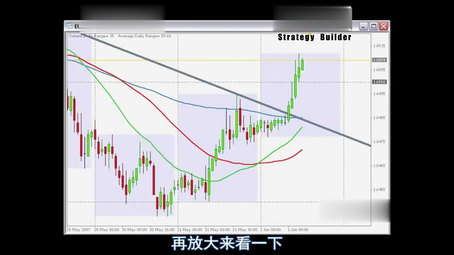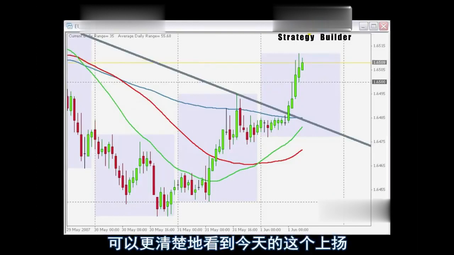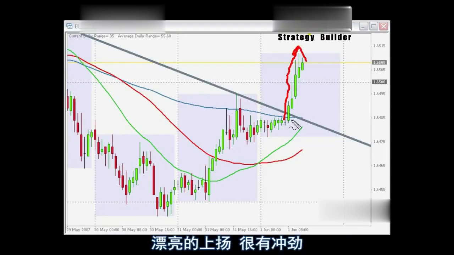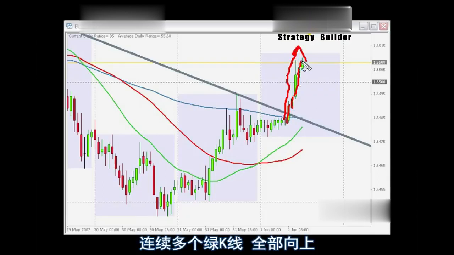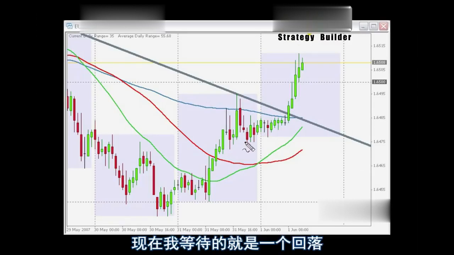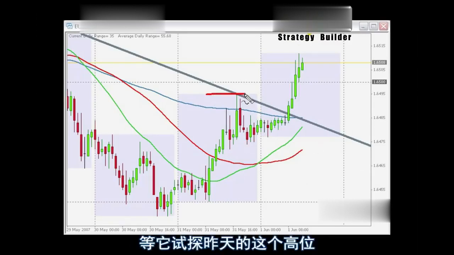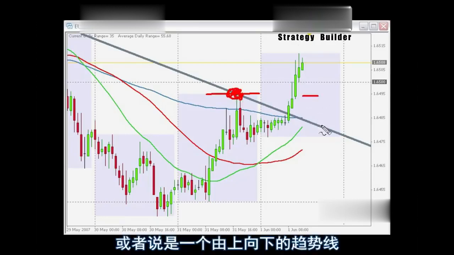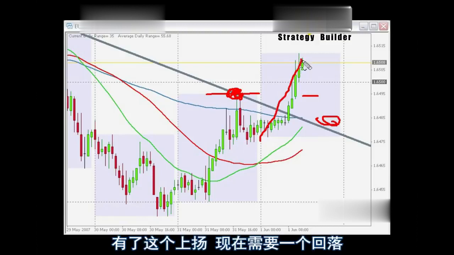Zooming a little bit further into the shorter time frames, we see more clearly the upthrust that we've seen today. Nice thrust indeed, with momentum, plenty of green bars all pointing to the upside. Now what I'm waiting for is a retrace, perhaps to retest yesterday's high, right there, or perhaps the actual trend line from above. Basically we had the thrust, and I'm waiting for a pullback.